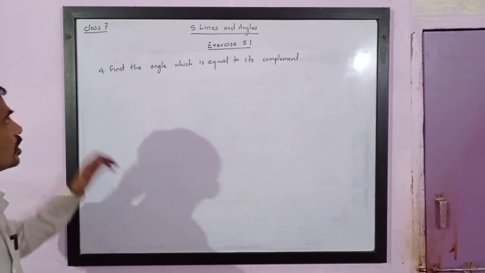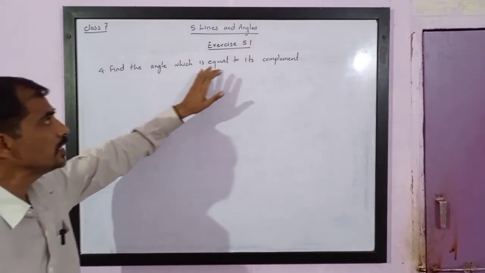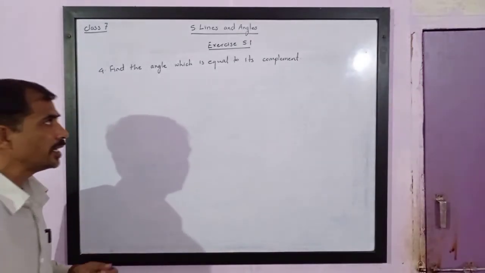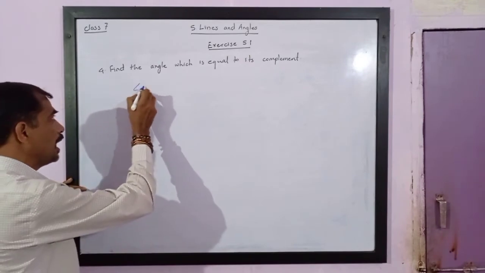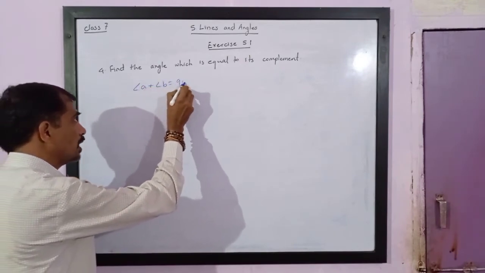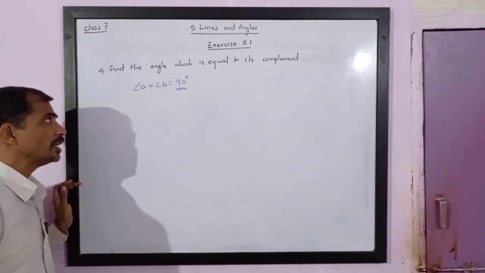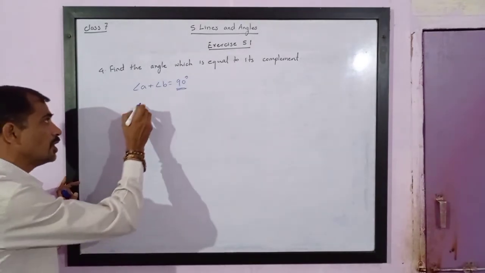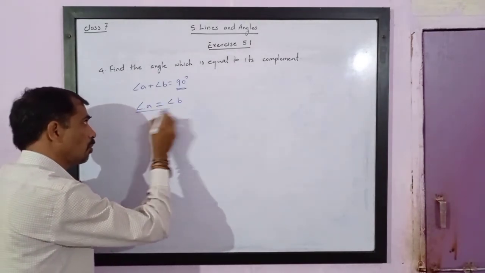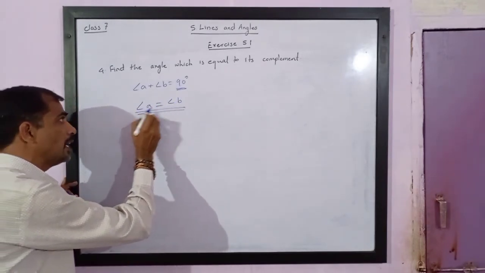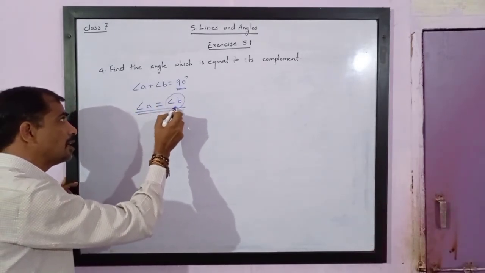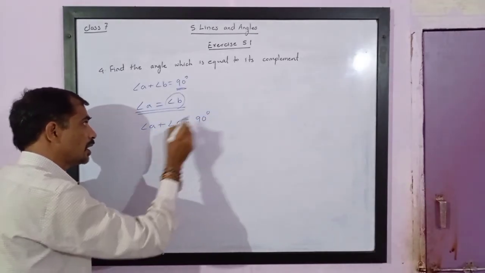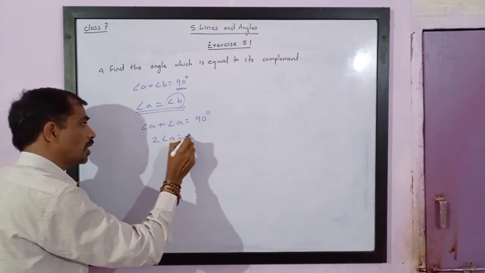Dear friends, next question, the fourth question, is find the angle which is equal to its complement. We have already studied that the sum of complementary angles is 90 degrees. So we know that angle A plus angle B is equal to 90 degrees. If they are complementary, then their addition must be 90 degrees. But we are given, find the angle which is equal to its complement. We are also given that angle A is equal to angle B. Both angles are equal. So here, if angle A is equal to angle B, I can change this angle B by angle A. So I will get angle A plus angle A is equal to 90 degrees.